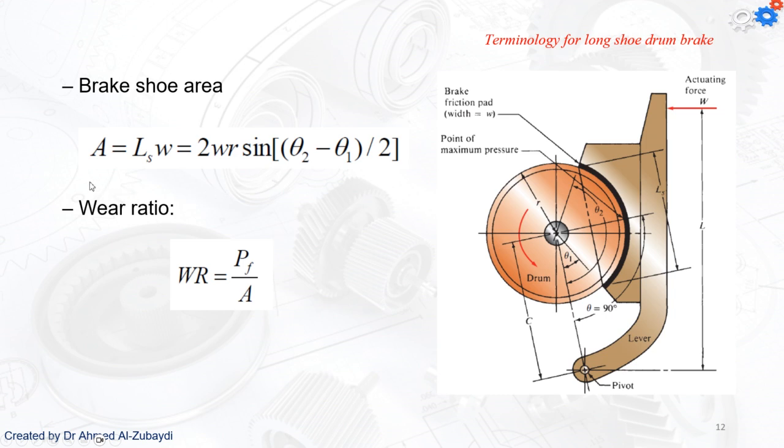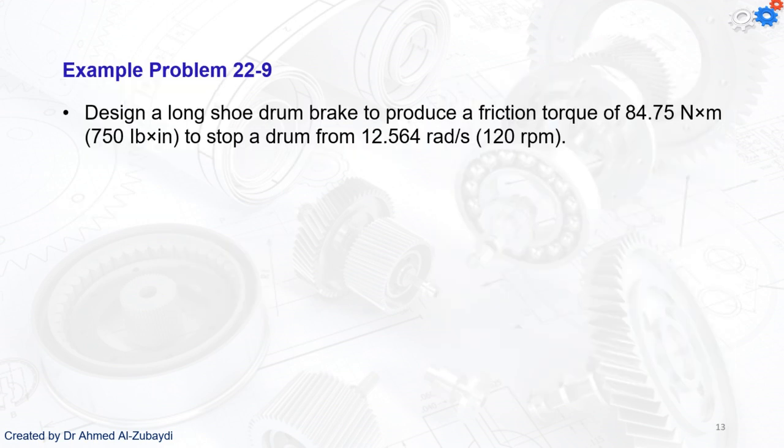Okay, so we found the area, we know the power, then we can calculate the wear ratio and compare it to the same range that we explained in the first video. So let's have a simple example for that. We have to design a long shoe drum brake to produce a friction torque of 84.75 Newton meters to stop the drum from 12.56 radian per second, or 120 RPM.